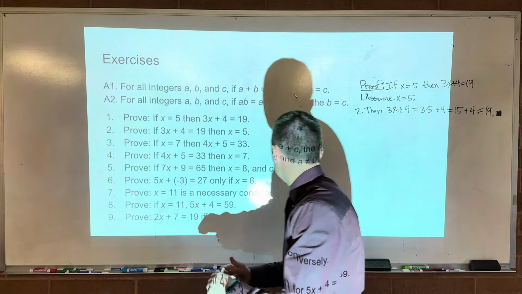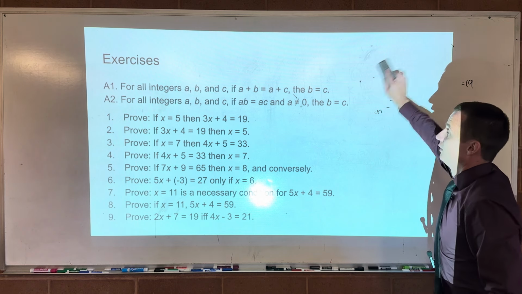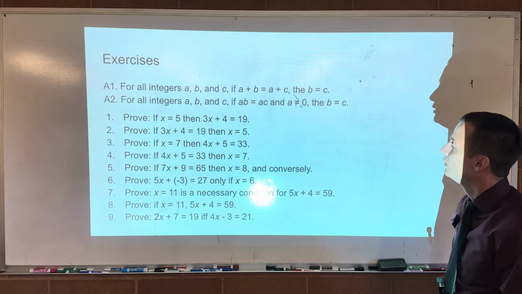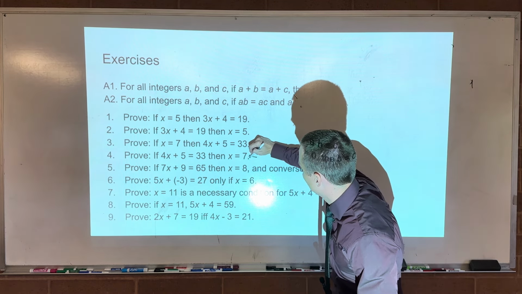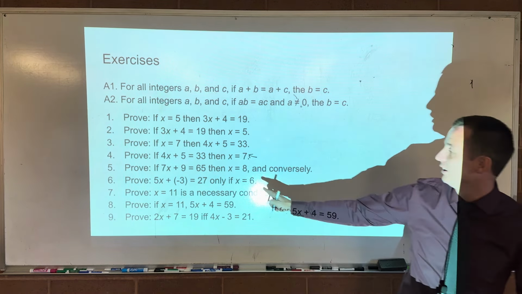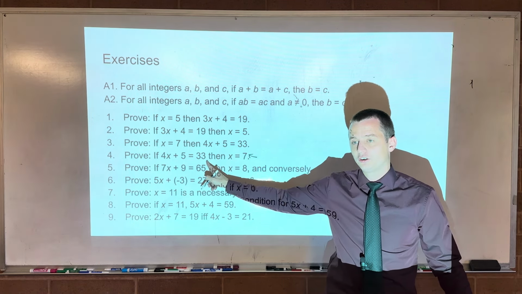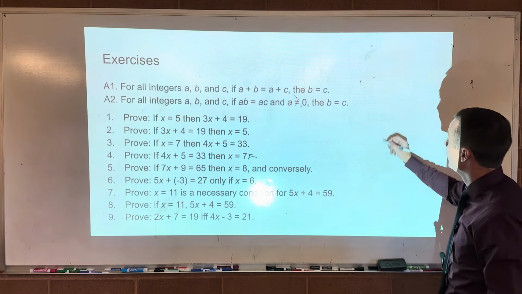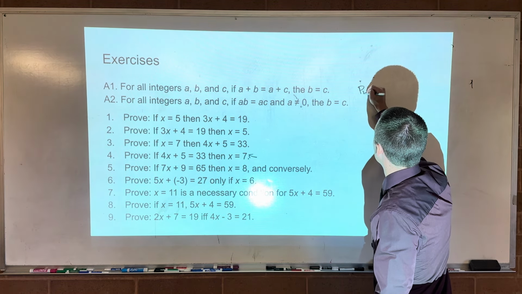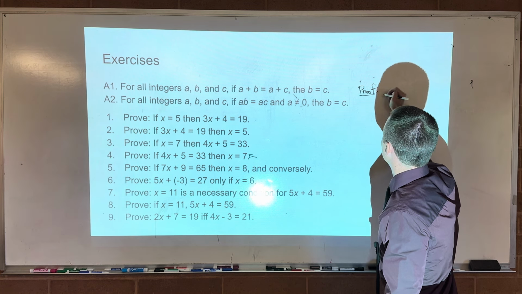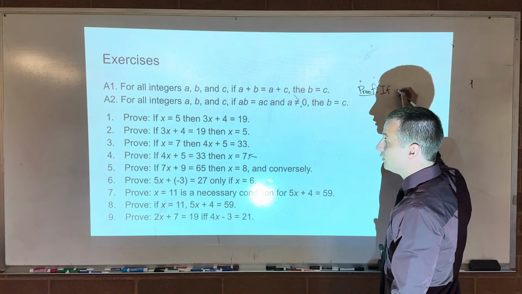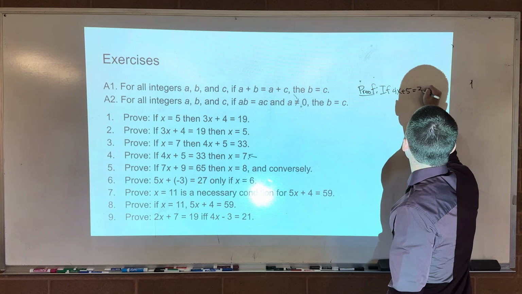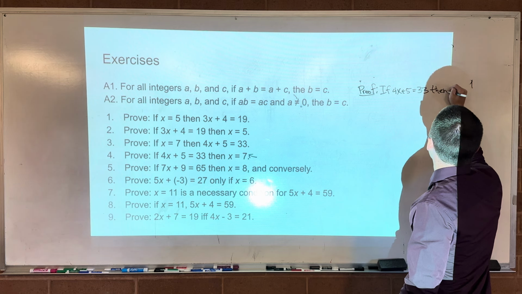So let's do another one of these. That was an easy one. Let's look for one that's a little bit harder. Let's do this one. Notice that this one's going the other way. We're not saying if x equals 7, then 4x plus 5 equals 33. That would be easier. Now we've got to go the other direction. Okay, so proof. We are proving that if 4x plus 5 is equal to 33, then x is equal to 7.